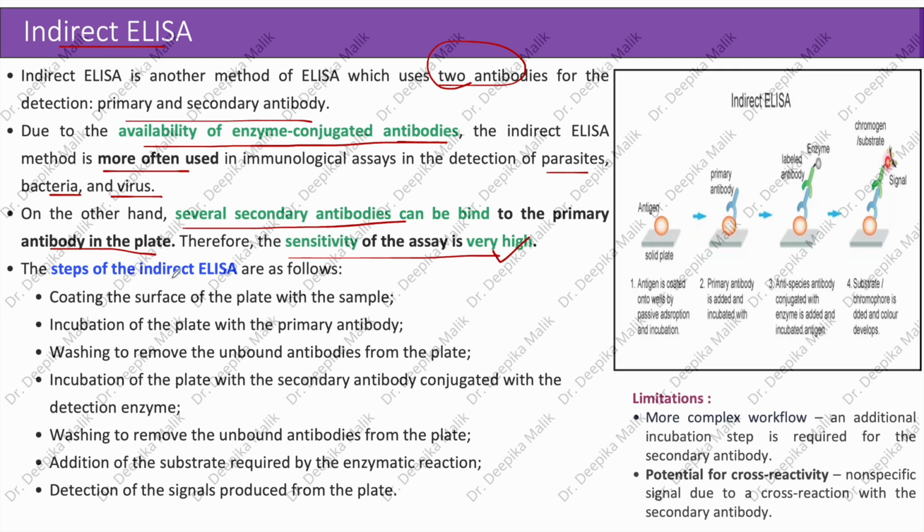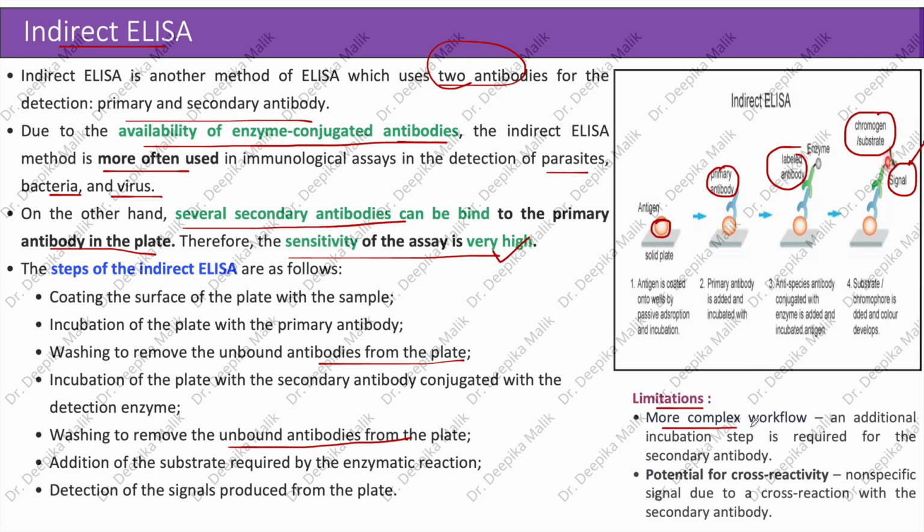The steps of indirect ELISA are as follows: coating the surface of the plate with the sample, incubation of the plate with the primary antibody, then washing to remove the unbound antibodies from the plate, incubation of the plate with the secondary antibody conjugated with the detection enzyme, then washing to remove the unbound antibodies from the plate. Addition of the substrate is then required by the enzymatic reaction, and then detection of the signal produced from the plate. There are limitations to this method.